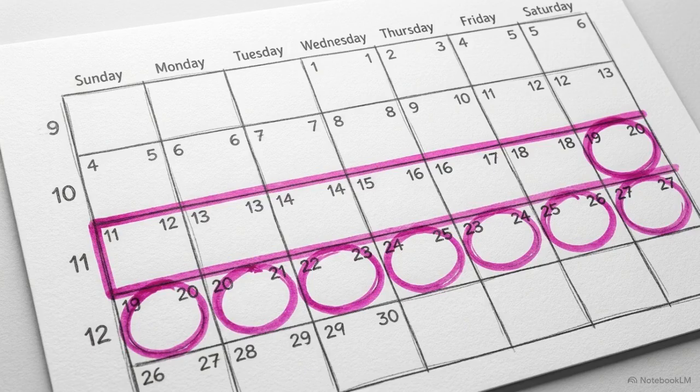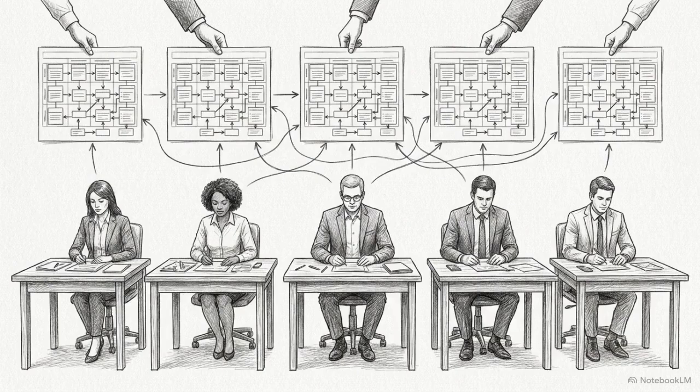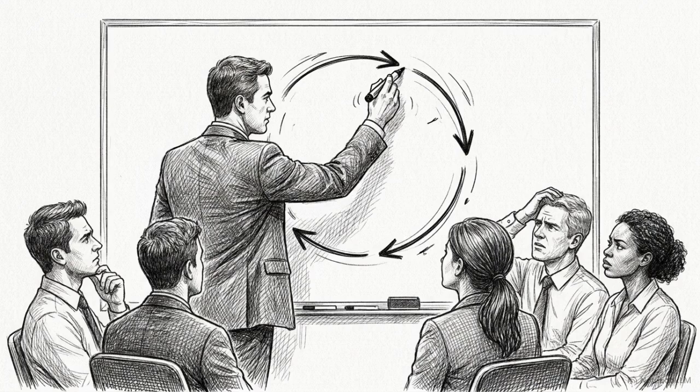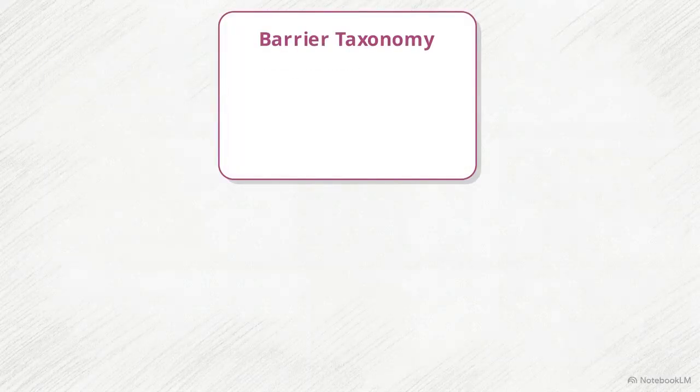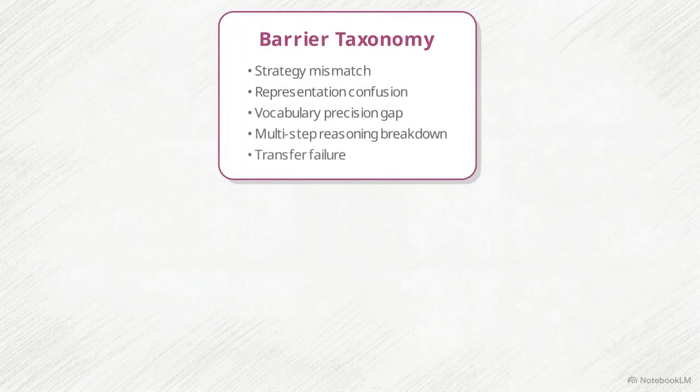Phase 4 covers weeks 10 through 12. This phase addresses the common practice of applying the same instructional response to every student who struggles. Simply repeating a lesson, the reteach loop, often fails to address why the student struggled in the first place. Leadership introduces a barrier taxonomy to diagnose specific hurdles.